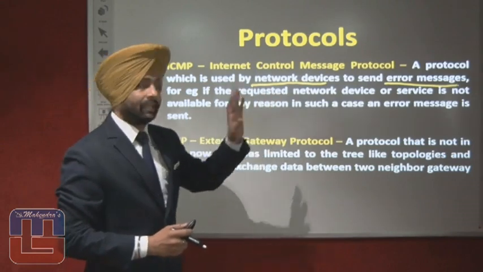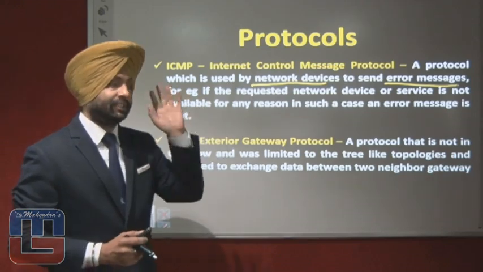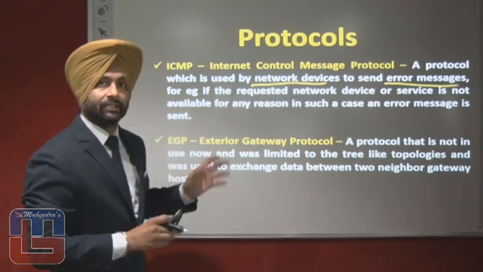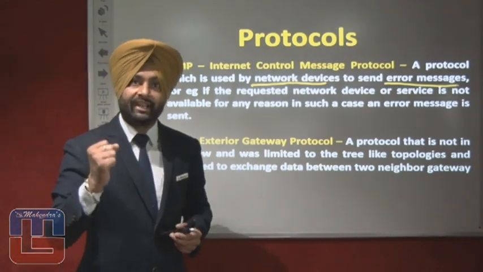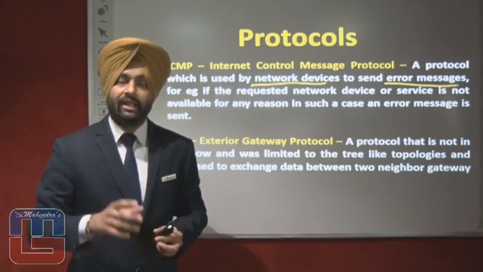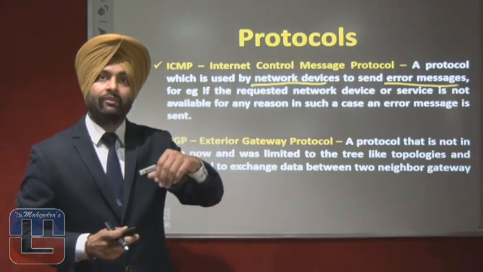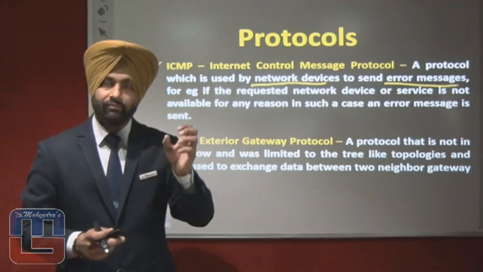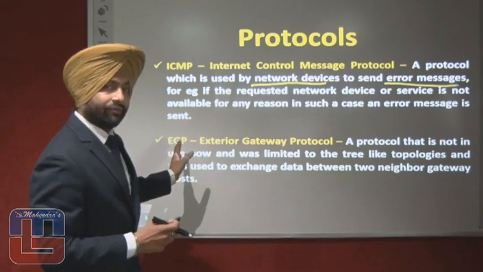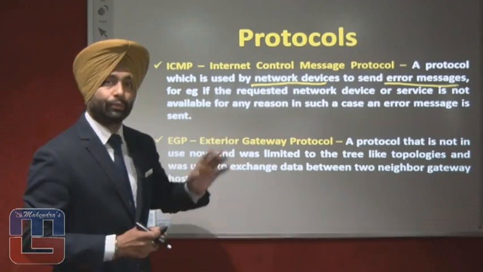If the requested network device or service is not available for any reason, in that case an error message is sent. For example, if on a network a router is unavailable for any reason, then an error message will be generated by the ICMP and will be sent to the one who is approaching that particular router. Okay, the last one that we have is EGP, Exterior Gateway Protocol.